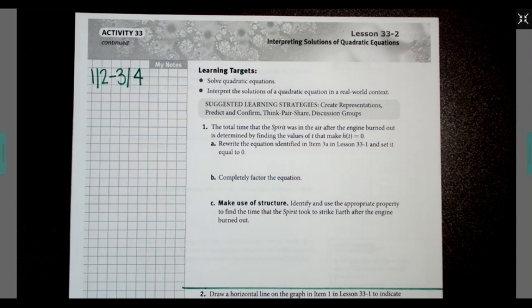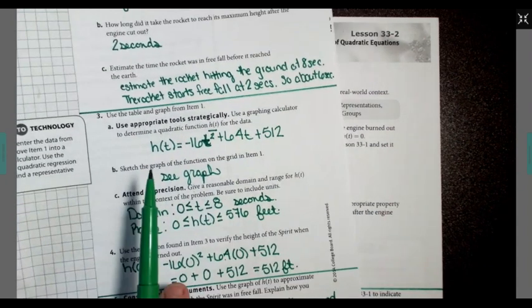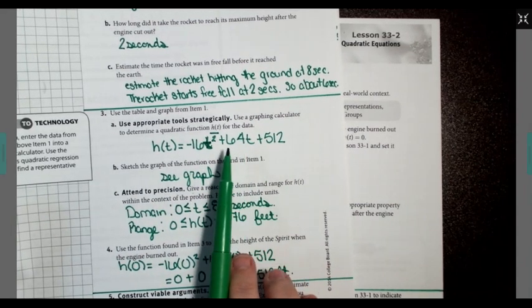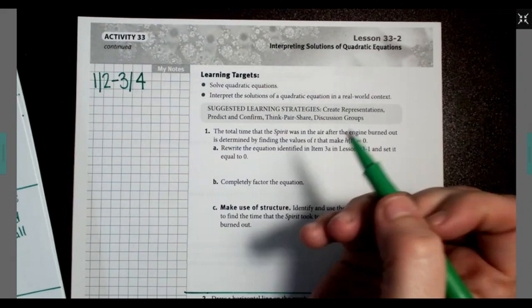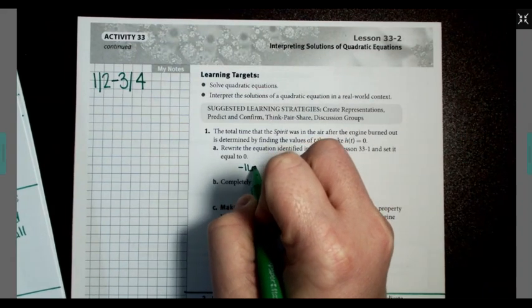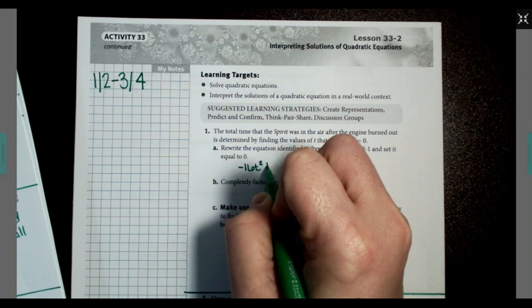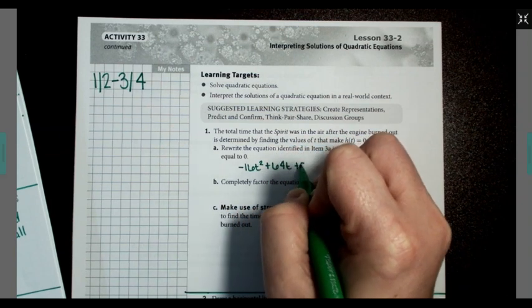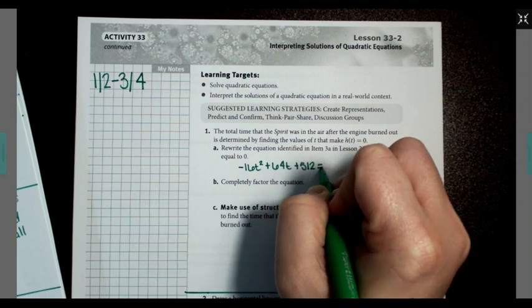Well, 33-1, 3a was this: h of t equals negative 16t to the second power plus 64t plus 512. So it says set that equal to 0. So we're going to do negative 16t squared plus 64t plus 512 equals 0.